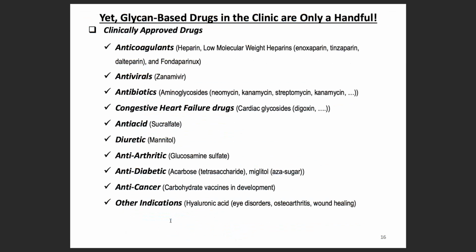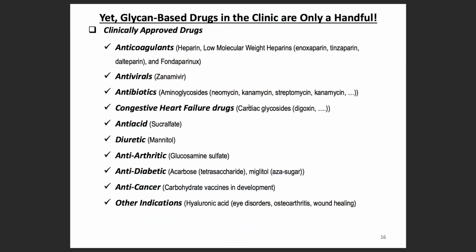Okay, let's see, this is slide number 6. This is a very short slide. So here are the glycan-based drugs that are currently used in the clinic. I've included primarily all glycans, of which the anticoagulants, not just fondaparinux, heparin, low molecular weight heparins are all part of it, zanamivir. There are antibiotics, which most people don't think of as glycans, but they actually have a pretty good glycan scaffold: neomycin, kanamycin, streptomycin, things of that sort.